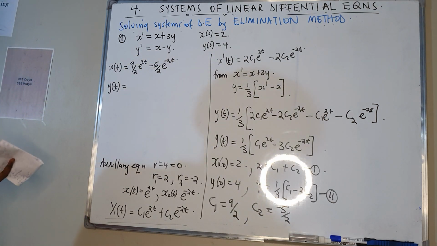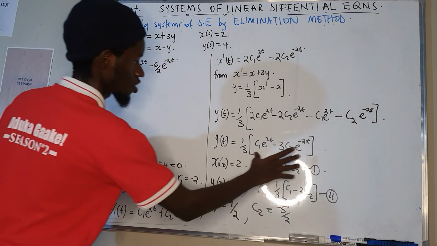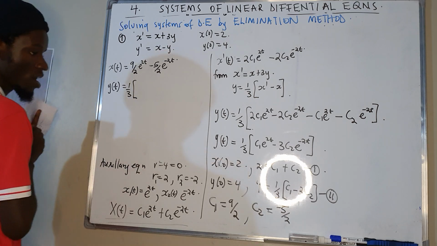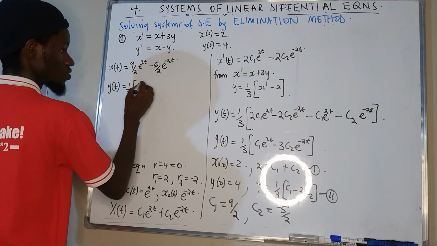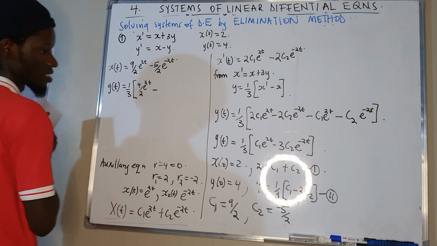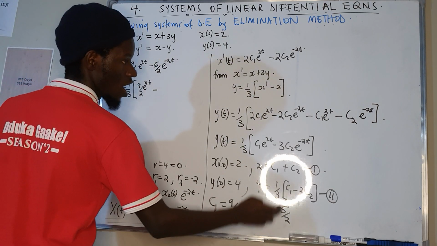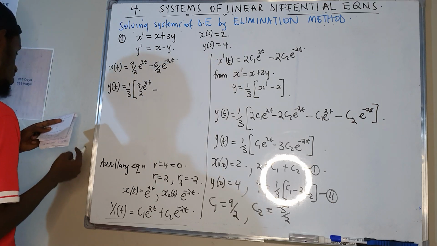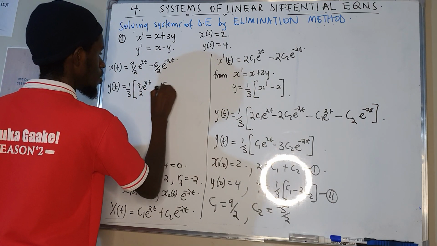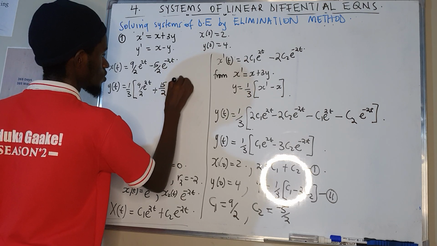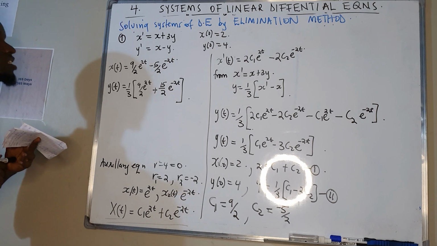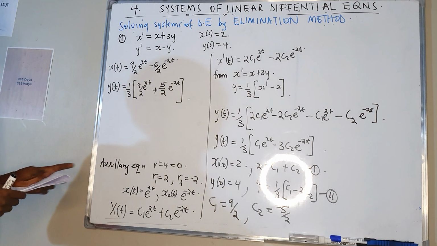What is my y at t? My y at t is this function here. I will be having a third into c1 is 9 over 2 e power 2t minus, then I have 5 over 2, and then this is a 3 here. Then I have something like 15 plus, now because negative, plus 15 over 2 e power negative 2t. And then by that, I'll have sort of a system of differential equation using elimination.